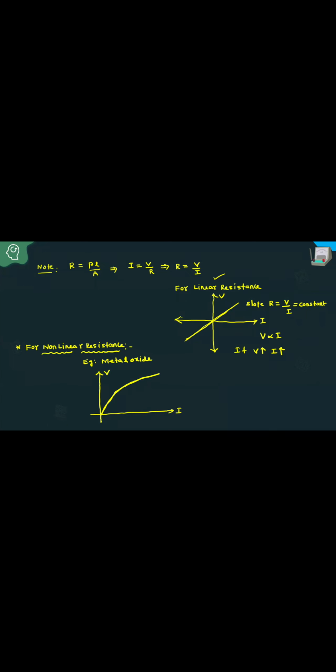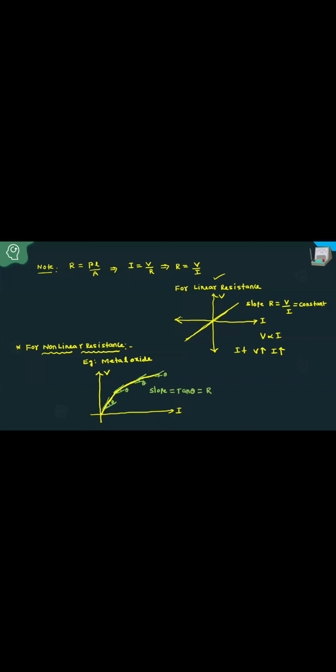Then how to find the slope for non-linear characteristics? For any non-linear characteristics, to find the slope you have to draw the tangent. By drawing the tangent, you find the slope. Then this is the theta, and this is the theta. The slope of the tangent is tan theta, and that gives the resistance.